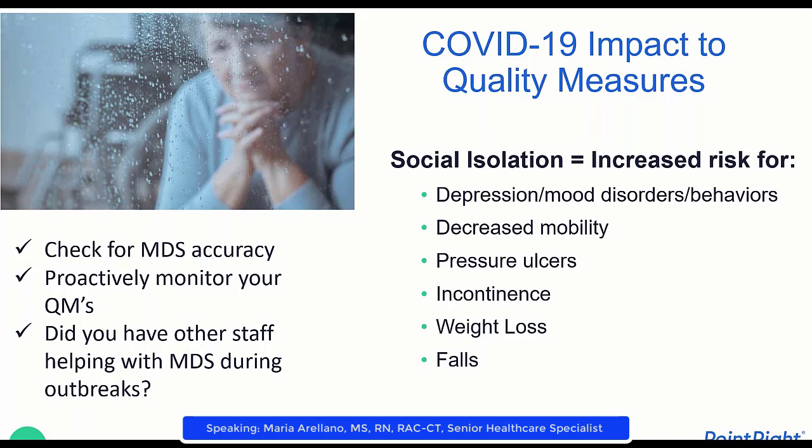And so I think this is one thing that we have to be very vigilant on, and looking at MDS accuracy. Make sure you're using your data integrity auditor, your MDS scrubber if you've got one, making sure that everything going out, one MDS at a time, is accurate. Proactively monitoring your quality measures, and looking at, possibly did you have other staff helping with MDS during the outbreaks? So this might be even more reason to make sure that you're reviewing each MDS for accuracy very, very carefully.